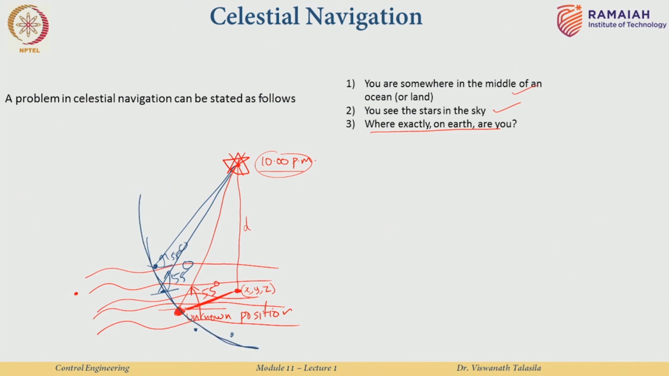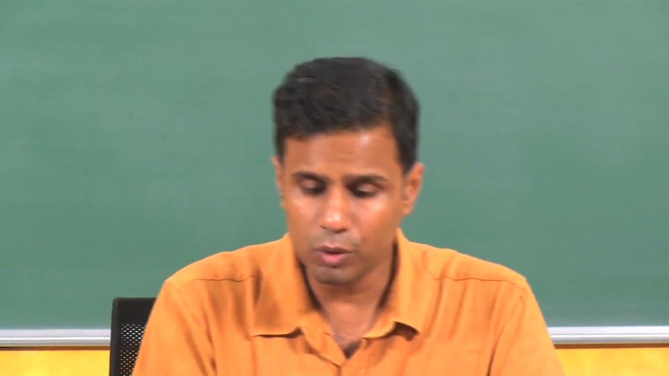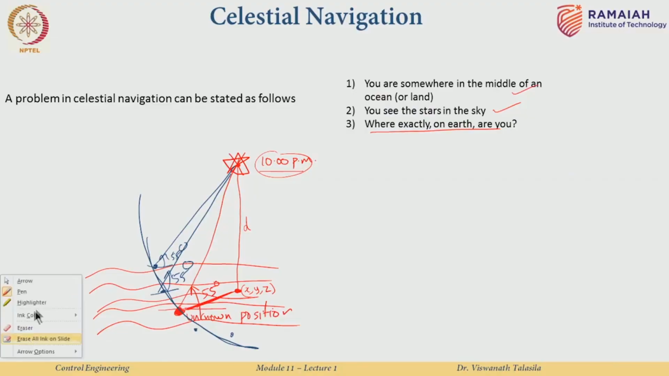Actually it is a complete circle, I cannot draw it here because it looks weird, but anywhere on this circle you will see this particular star at 55 degrees. So, you know approximately where you are on a circle, but you still need to know where exactly you are, and the way they would do that is to use another star.